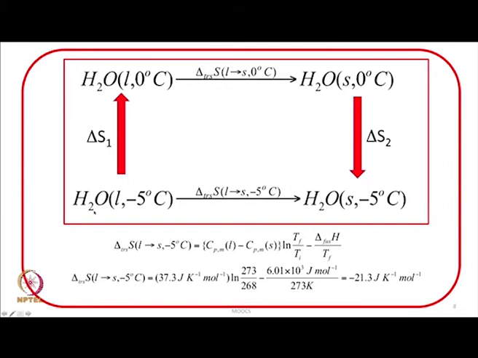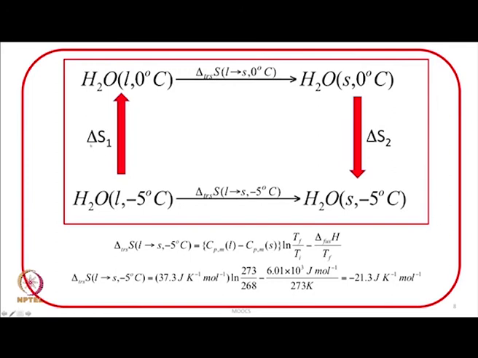We have been asked to calculate the entropy change for the freezing of water at minus 5 degrees centigrade. For this process, we devised another path. We took the liquid water at minus 5 degrees Celsius to 0 degrees Celsius and then allowed it to freeze. This is an equilibrium process, and then we reduced the temperature of the solid to minus 5 degrees centigrade.